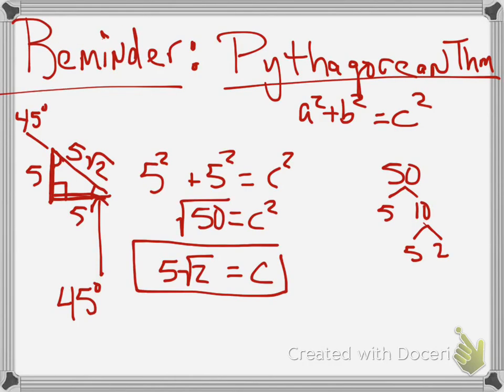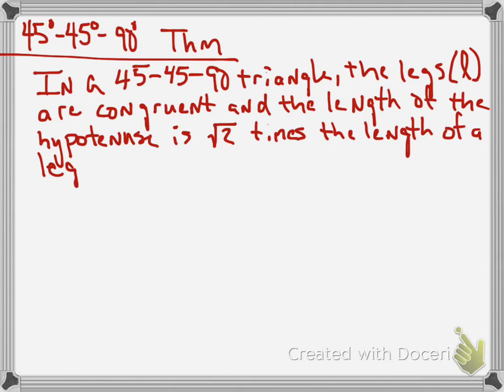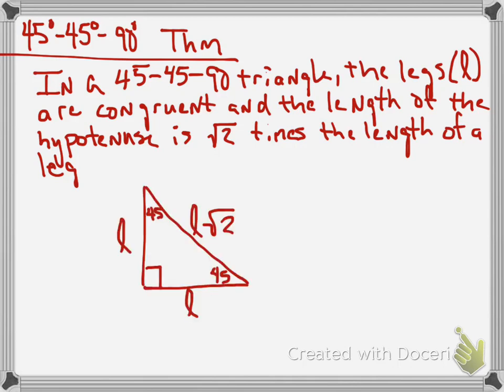Notice that the answer was what the sides were times the square root of 2. Like the side was 5, and then the hypotenuse ended up being 5 square root of 2. So what that allows us to say is that in a 45, 45, 90 degree triangle, the legs are congruent and the length of the hypotenuse is square root of 2 times the length of the leg. Well, that's all the words there, but what does that mean? There's a picture that gives it to you better. Whatever the length is for each leg, the hypotenuse is just times the square root of 2.